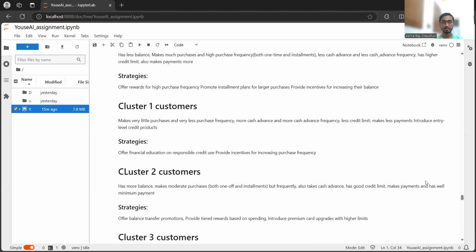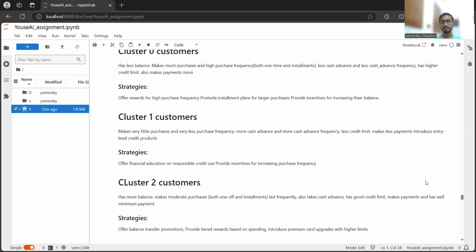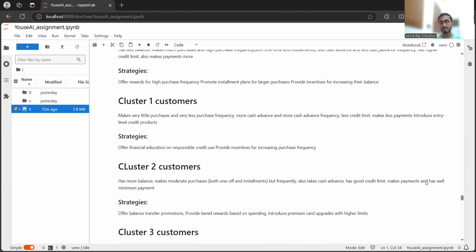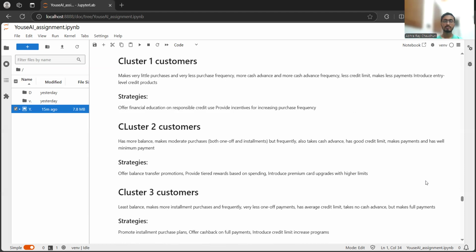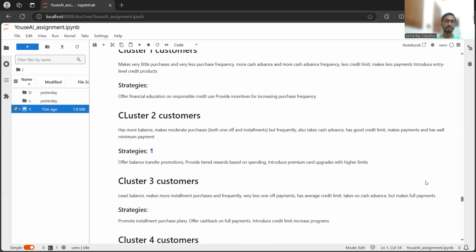For cluster 1, we can offer financial education for credit use because they are taking more cash advance rather than purchases, and they also have a lesser credit limit and make fewer payments. So we can give them more financial education or proper financial planning, and work on increasing the purchasing frequency.